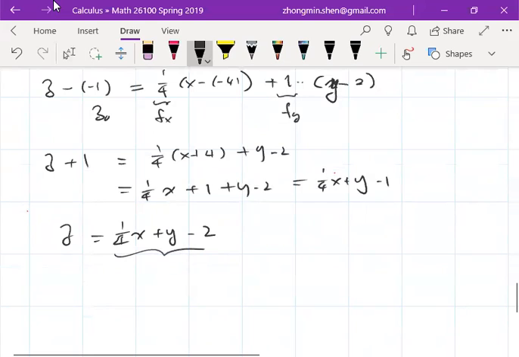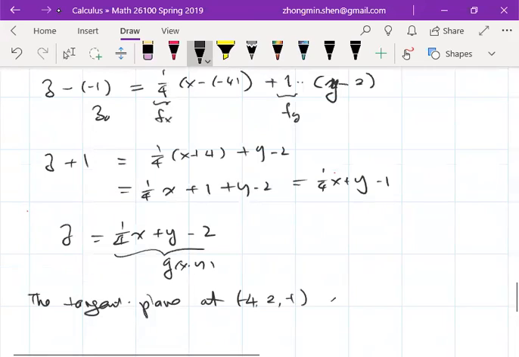If you denote this by g of x, y, right? So the tangent plane is actually going to be the graph of this linear equation at the point negative 4, 2, right? And the negative 1 is the graph of another function, of the linear function.